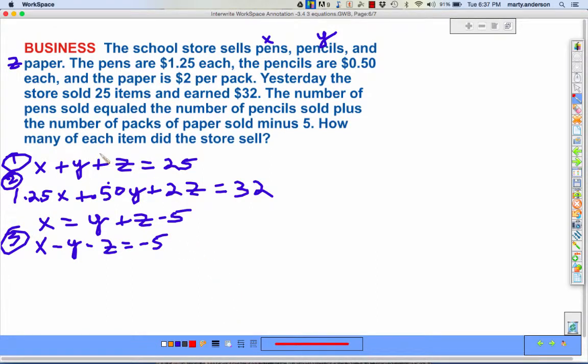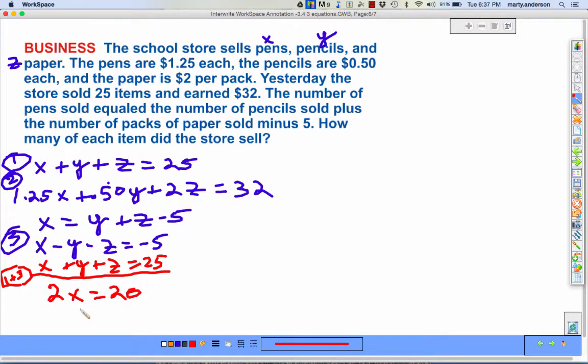I'm going to go ahead and combine 1 and 3, because it looks like the y's will go away. I'm going to use the 3 right here just because it's sitting there. X plus Y plus Z equals 25. Lo and behold, X plus X is 2X. Y's go away, Z's go away, equals 20. Well, isn't that great? X equals 10.